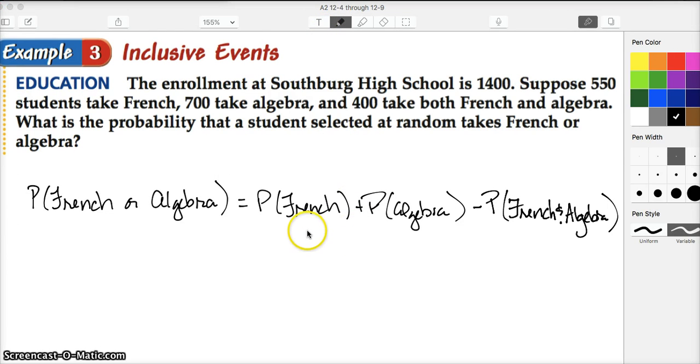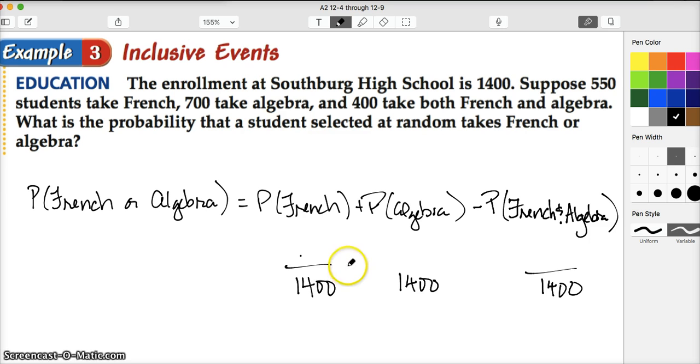So let's get started with these calculations. We know that there are 1,400 students, so our denominator is going to be 1,400 for each situation. And then the next thing we need to calculate is the numerator. How many students are taking French? We have 550, algebra 700, but the overlap, who are taking both because we've counted those kids twice, is 400. So we're going to reduce these fractions and calculate the value.